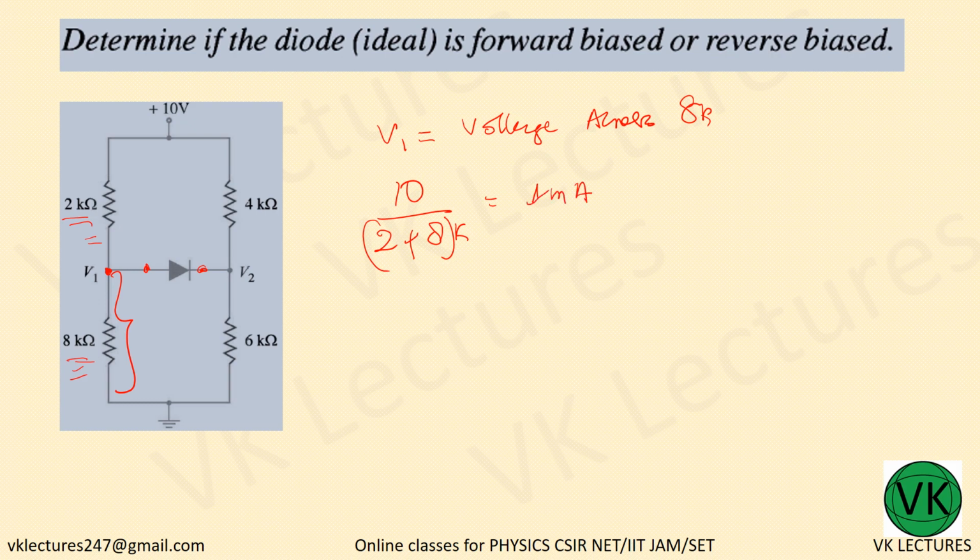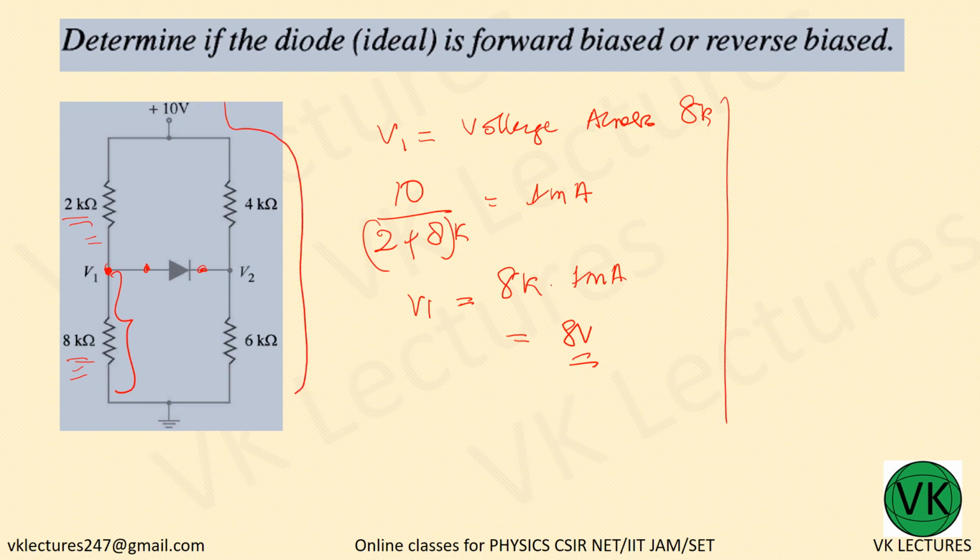Across 8K, what is that? V1. So V1 is nothing but 8K into 1 milliampere. So this is the voltage that is developed across the 8K ohm resistance. That is nothing but 8 volt. Now you have another loop. Why is this a loop? Because the negative terminal will be connected to ground. This is also connected to ground. So that is how it becomes a loop.